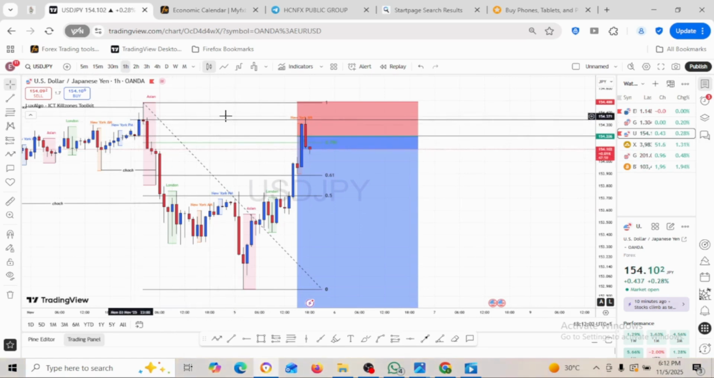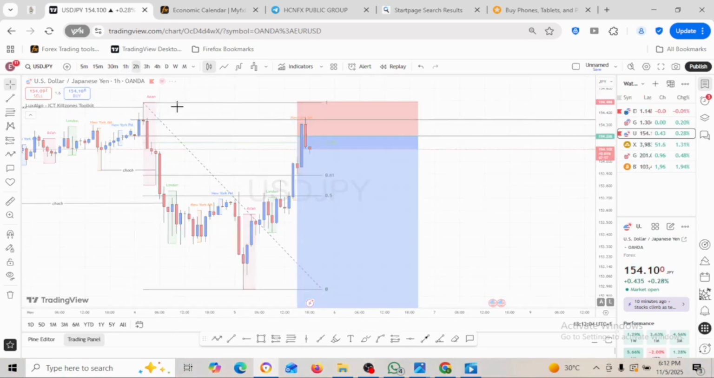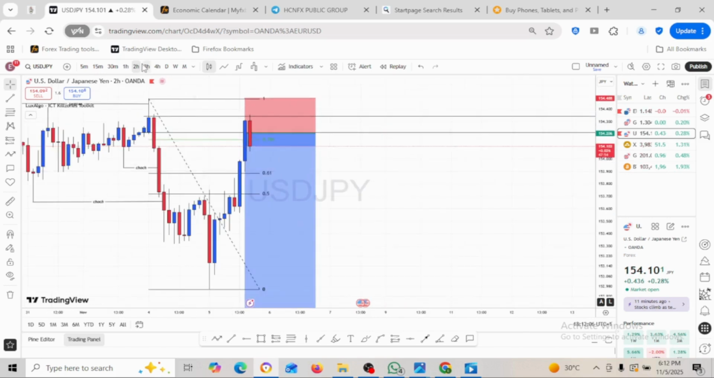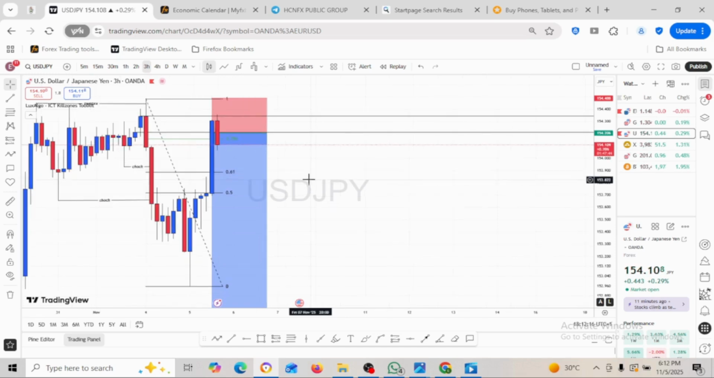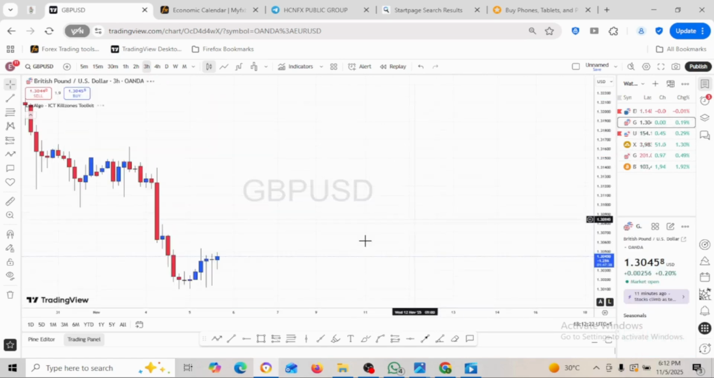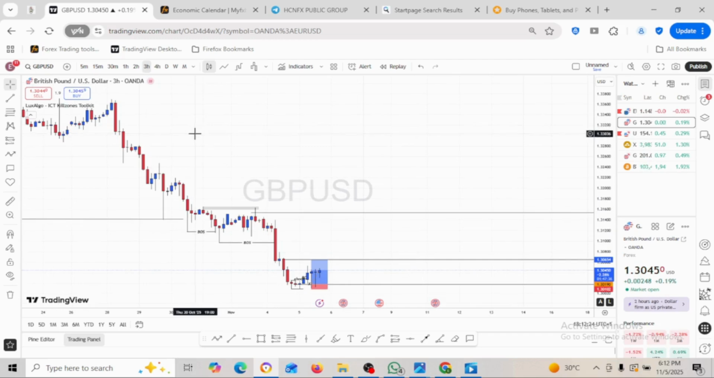Price just had to go back to the rejection block to tap me in. Now we had a rejection block here on the 3-hour time frame. So I've learned that you pick up your POI from the higher time frame. Very important. Like this GU trade we are currently in right now, I got my POI from the 3-hour time frame, which was the rejection block.